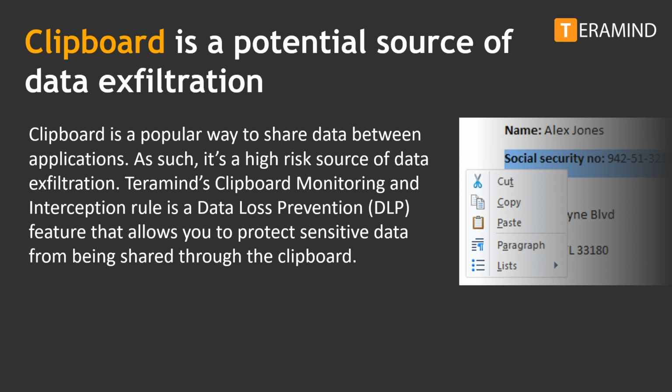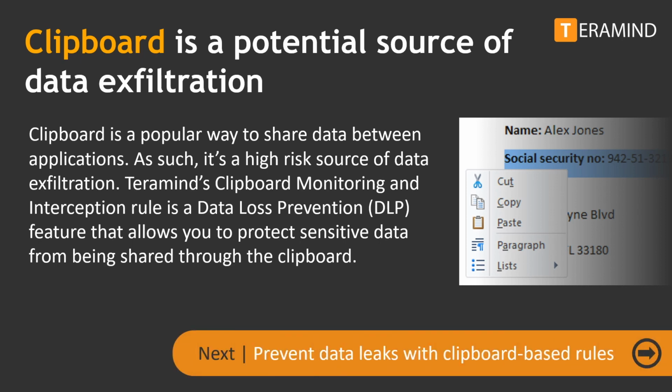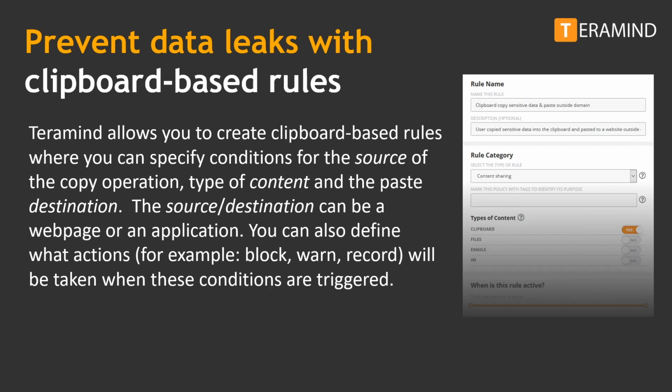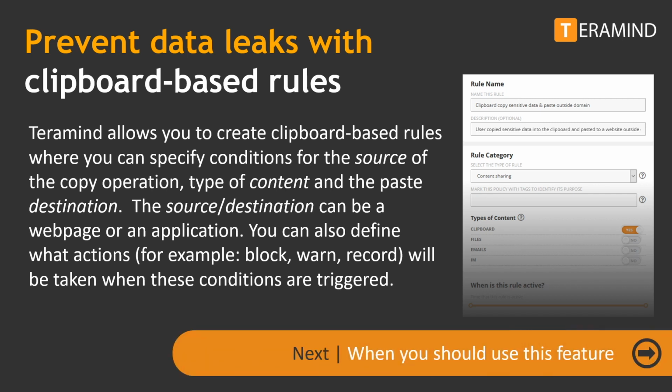Clipboard is a popular way to share data between applications. As such, it's a high-risk source of data exfiltration. Teramind's clipboard monitoring and interception rule is a data loss prevention feature that allows you to protect sensitive data from being shared through the clipboard. Teramind allows you to create clipboard-based rules where you can specify conditions for the source of the copy operation, type of content, and paste destination. The source or destination can be a web page or application. You can also define what actions will be taken when these conditions are triggered.